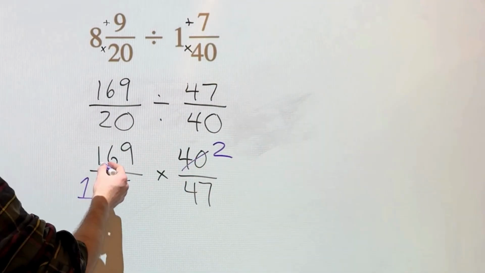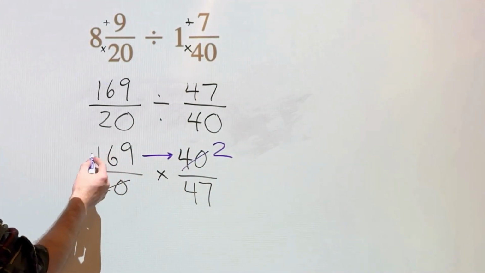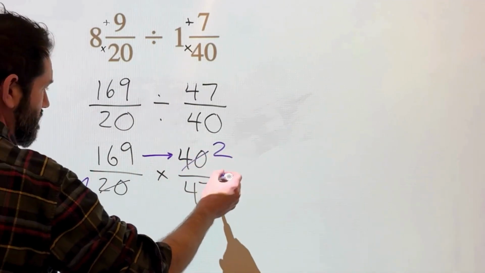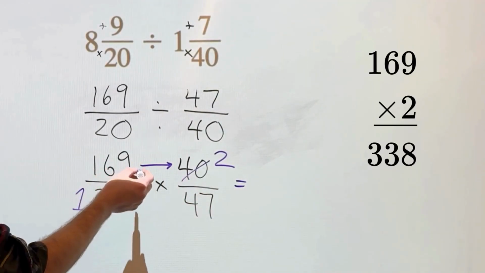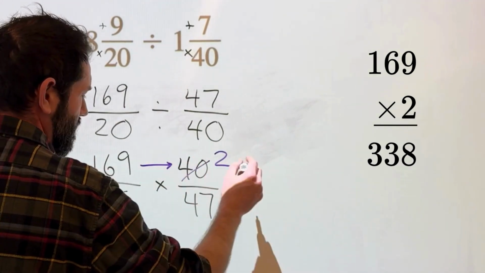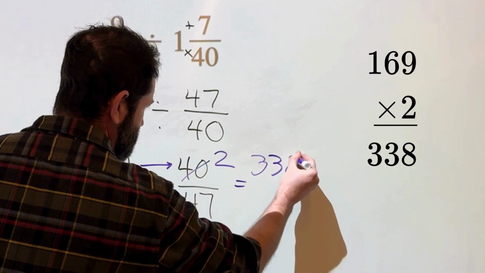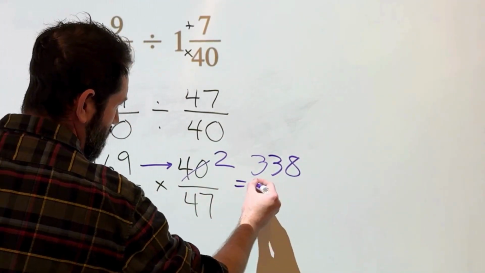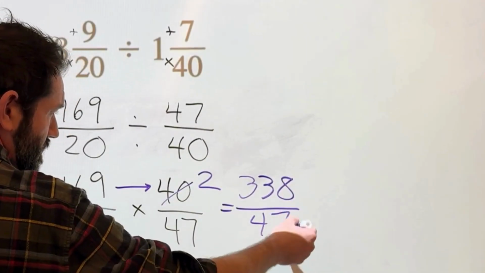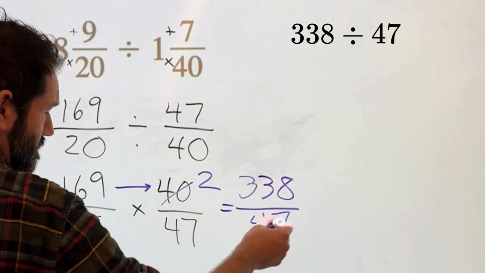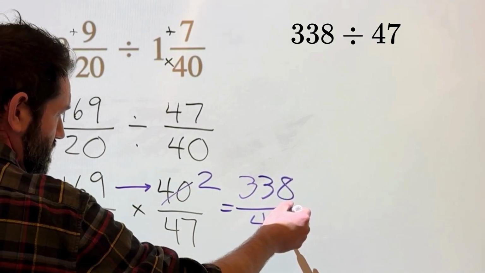And then we can multiply straight across. Okay, 169 times 2 is 338. And that's going to be over 47. Change this from an improper fraction to a mixed number at this point. And so 338 over 47.